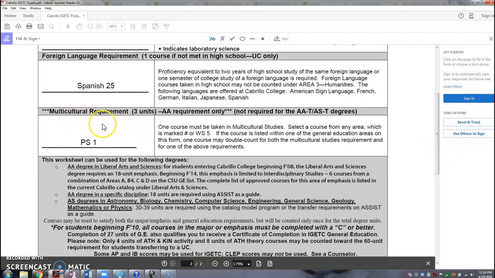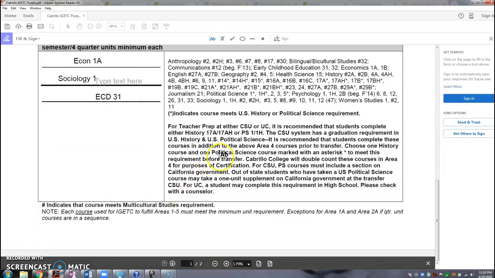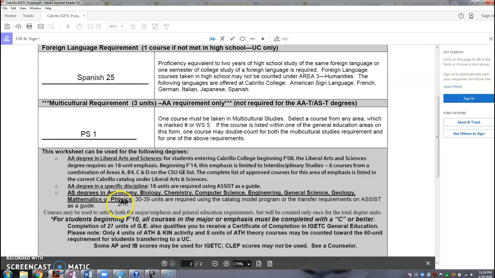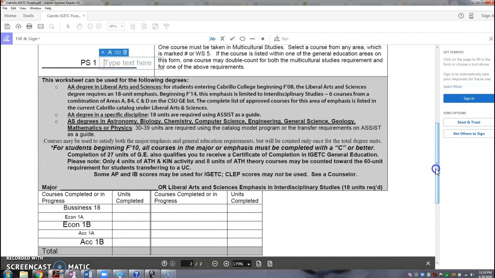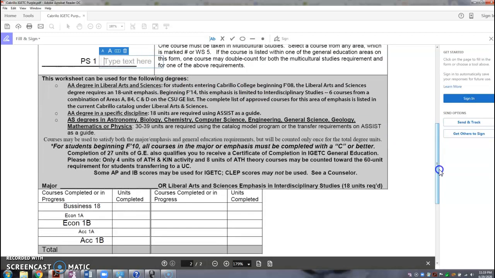Now, you also got to do a multicultural class, which are classes that have the little asterisk. I'm sorry, the number mark. So select a course from any area which is marked. Okay. So what you're going to do is here, any of those courses will count. Okay. So if you haven't chosen one here, you can just choose another one. Geography, history. It has to have that. Okay. So I did like political science 1. Okay. And that should be close to 30 to 39.